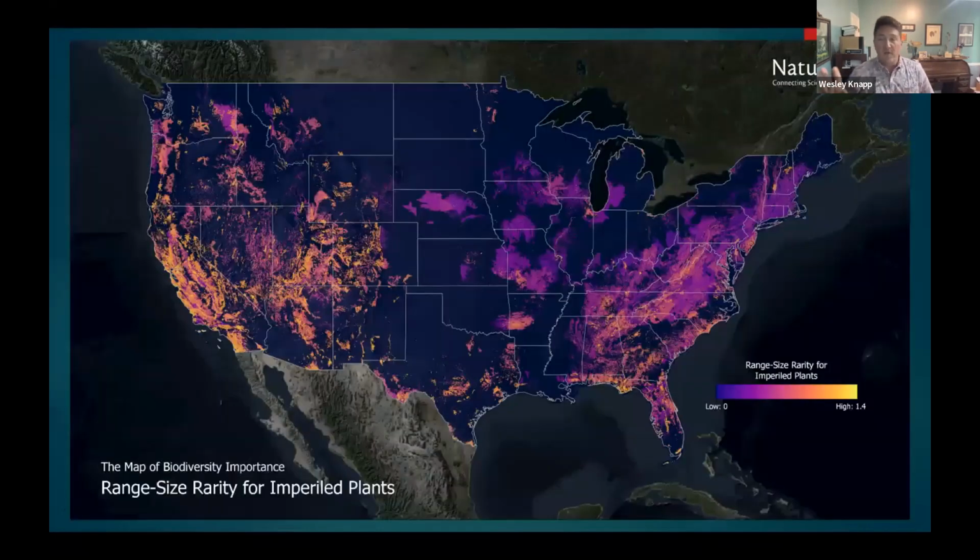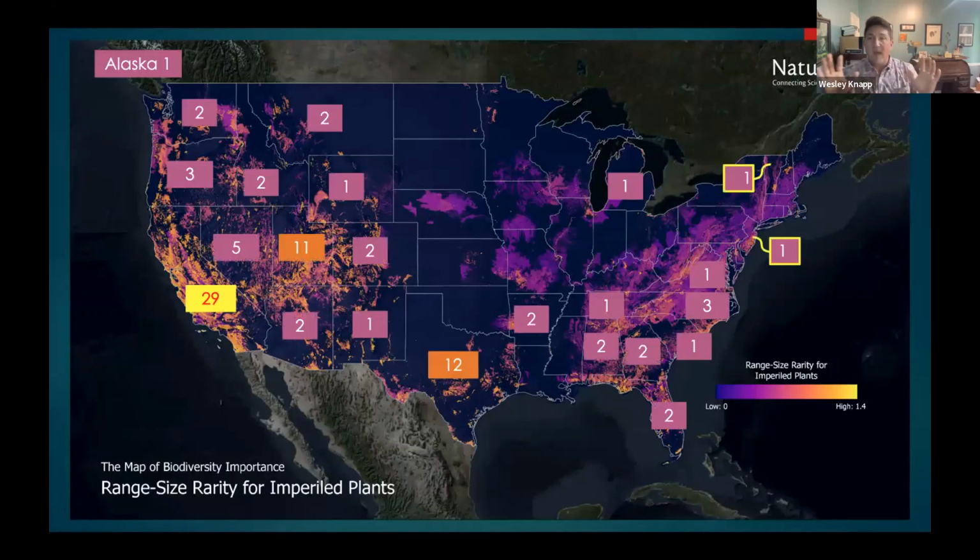And we need to prioritize these OCOs, these plants of one known occurrence, for immediate conservation action. And when we look at that map of biodiversity importance and we overlay this preliminary data, you'll see hot spots that are hot. 29 are in California right now, 11 and 12 in Texas, respectively. And then a smattering of single site endemics or plants of one known occurrence across the US, including interesting places like Vermont, like you might not expect.